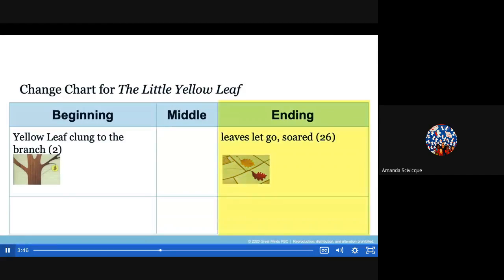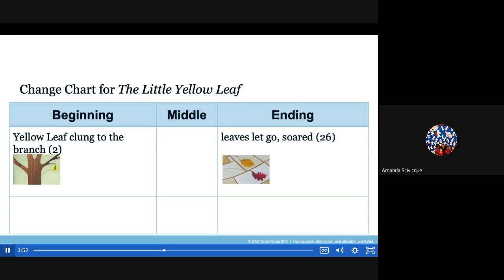Soared means to fly high in the sky. What are little yellow leaf's actions now? What's happening at the end of the story? What is the main character doing? At the end of the story, little yellow leaf let go and soared.